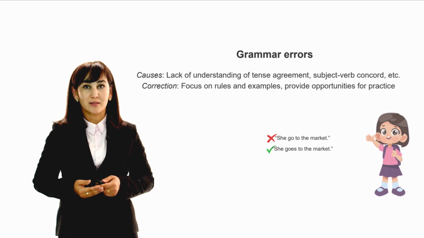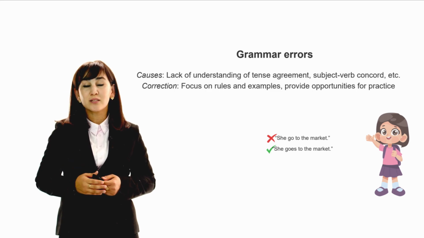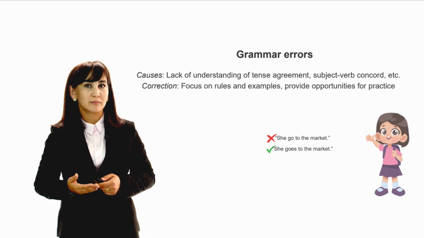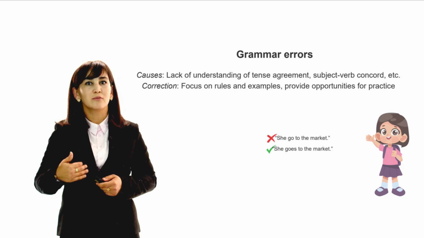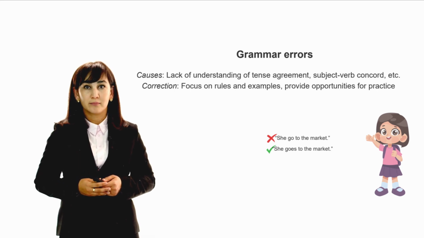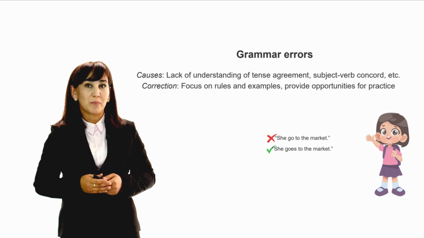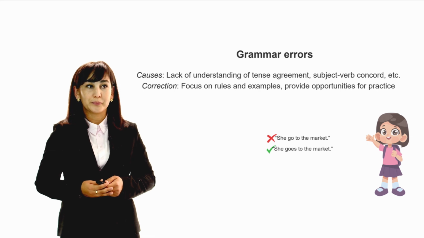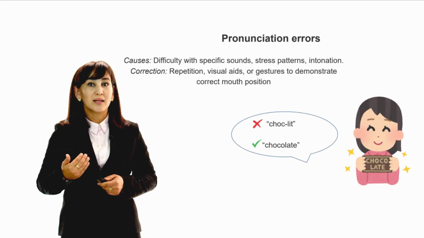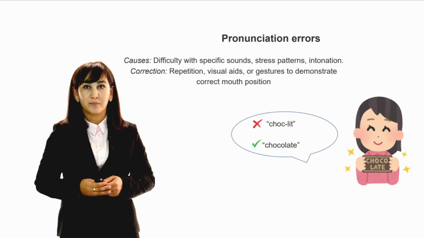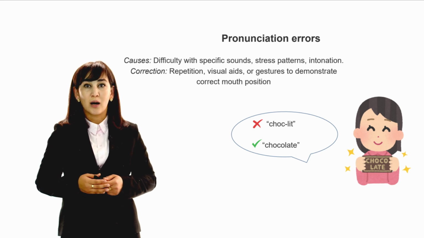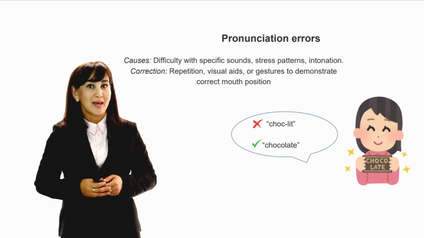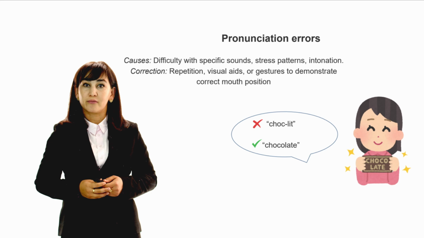First, grammar errors. Such problems may occur in student speech very often. Here, for example, a student says, "She go to the market." How to correct? Of course, here we need to correct it into "she goes to the market." Here, we can use rules, examples, and regular practice can be helpful in correcting students' grammar problems. Next, a very common problem is pronunciation errors. These may come from unfamiliar sounds or stress patterns. Here, it's better to use repetitions, gestures, and mouth diagrams to model the correct pronunciation.